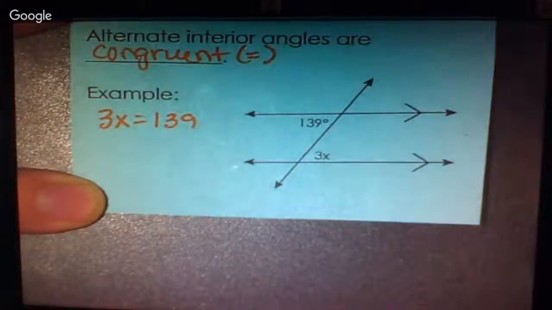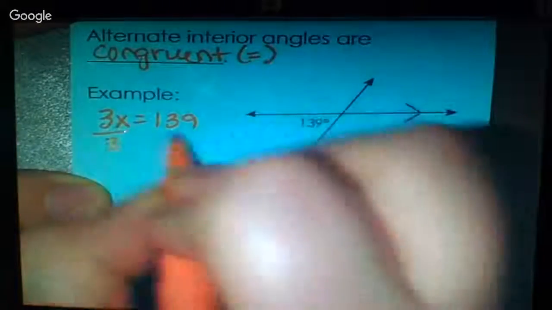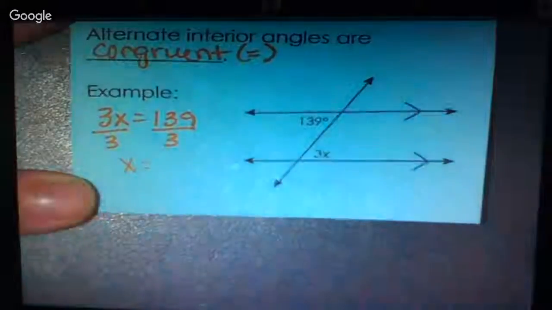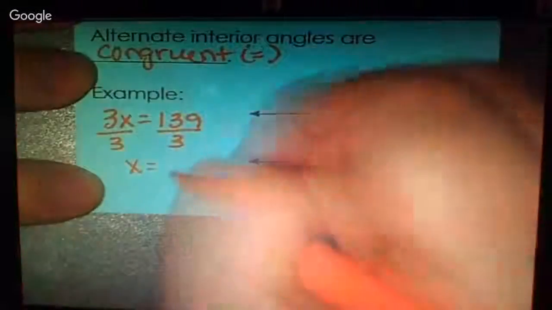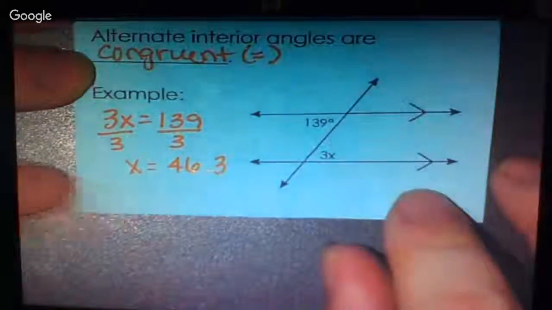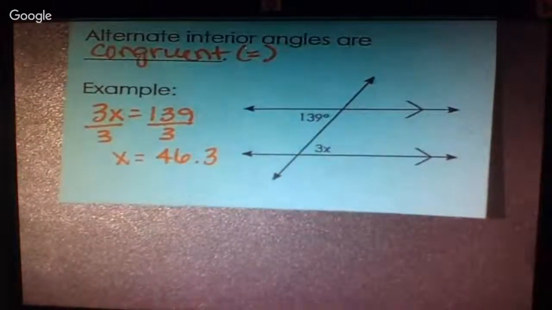So 3x equals 139. So we divide by 3. 46.3, you said? That's okay. That's your x. That's not your actual angle. So you're okay.